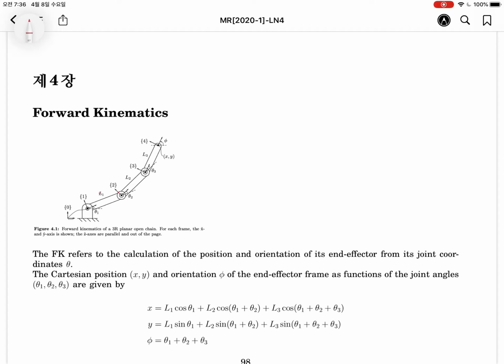Let's begin with chapter 4. The topic of chapter 4 is forward kinematics. Forward kinematics is a core part of robotics research.